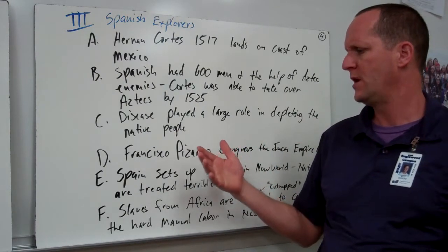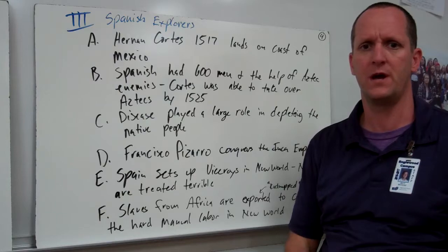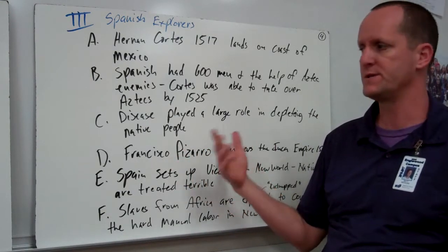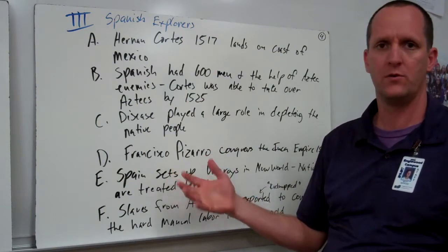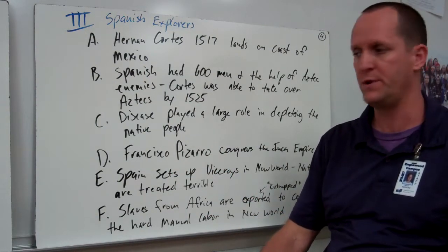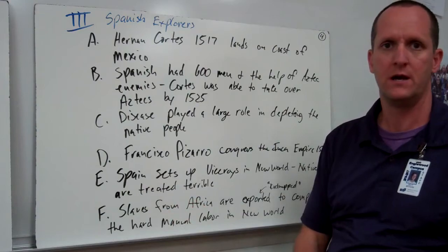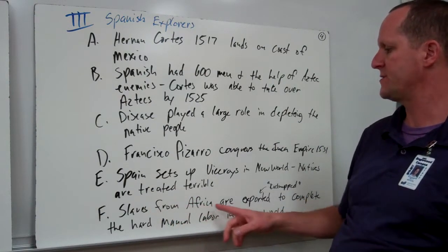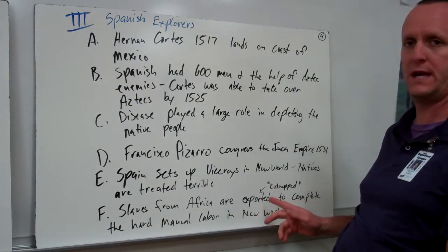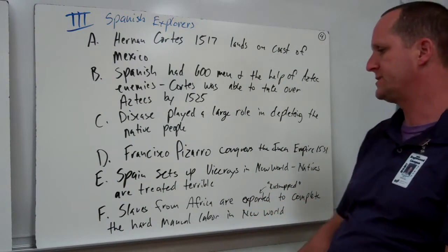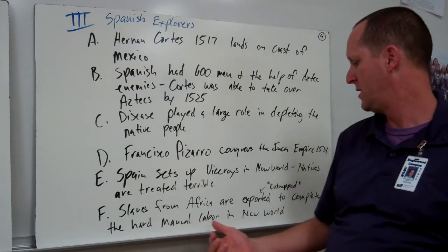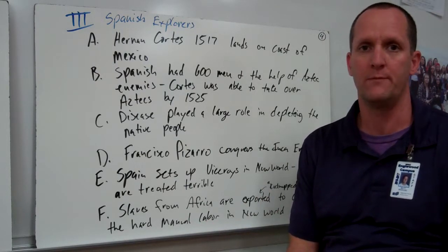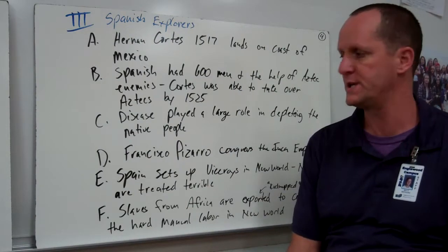So some of the Christians and some of the higher-ups that were able to visit the New World thought that this was not appropriate, and so they thought something better would be to set up the slave trade, which is probably actually worse. The slaves from Africa are exported or kidnapped out of Africa to complete the hard manual labor in the New World, oftentimes working on sugar plantations or in mines where they just were worked to death.